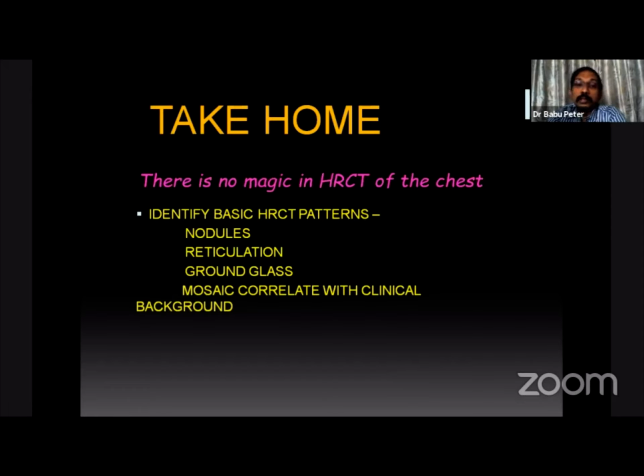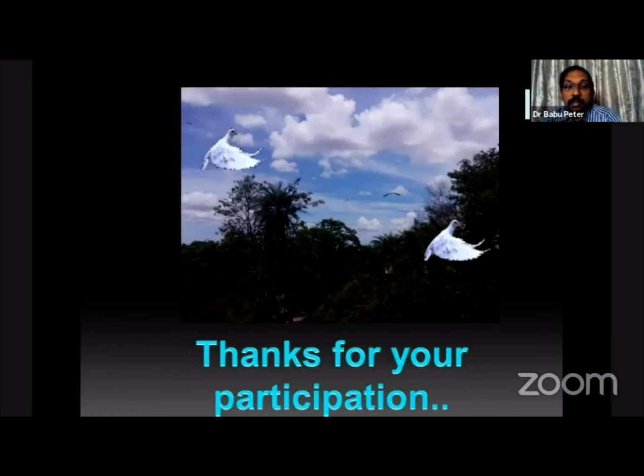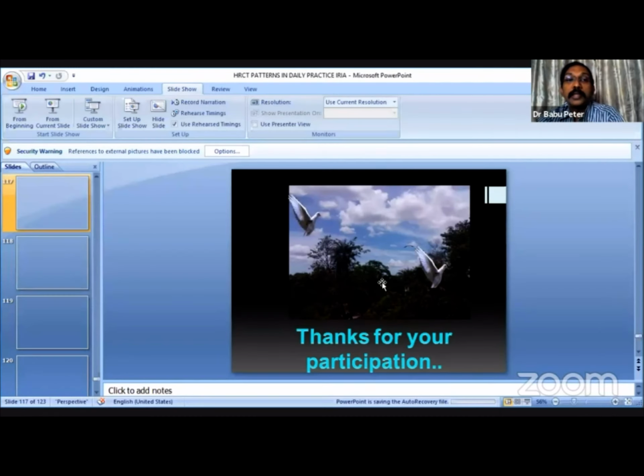So the take-home message is that there is no magic in HRCT of the chest. Recognize the basic patterns of HRCT, which may be nodules, reticulation, ground glass opacities, and mosaic attenuation. Always correlate with clinical background. Remember, do additional techniques like an expiratory HRCT, which may be helpful to differentiate various causes of mosaic attenuation. It can also be helpful to differentiate UIP from other causes of expiratory air trapping. Thank you all for patiently listening.